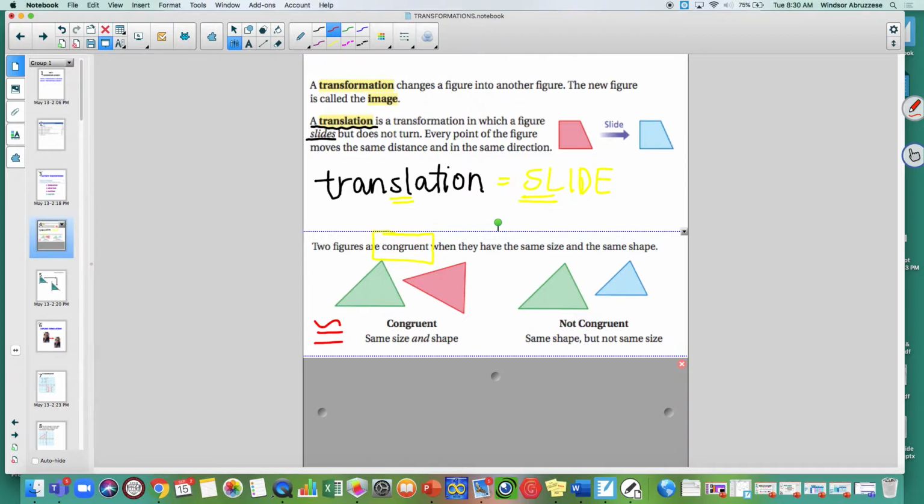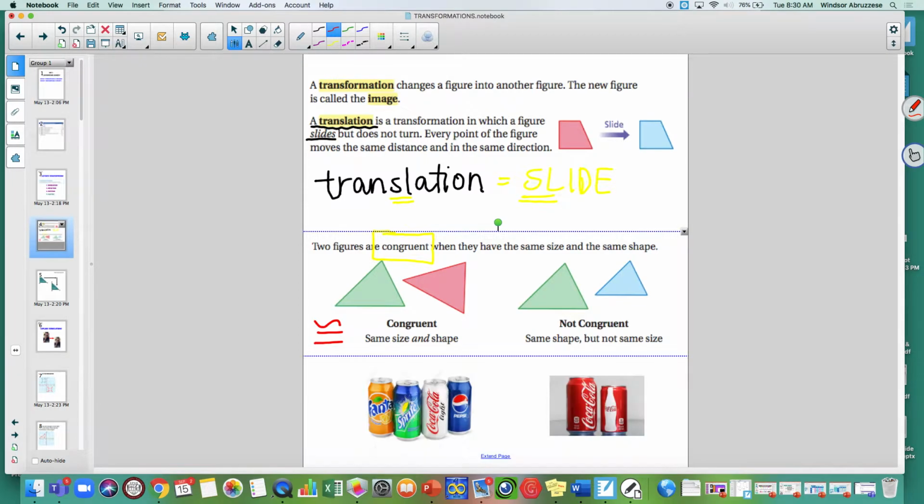These 2 triangles, the blue and the green, they are not congruent. Although they are both triangles, they're both the same shape, they are not the same size. Where have we seen congruent and non-congruent shapes? Well, we see them all over. You get a can of soda when you go to the store. They're all the same shape. So all of these cans are the same shape, and these particular cans in the picture are also the same size. So these cans would be considered congruent.